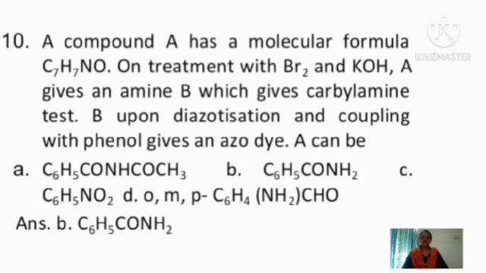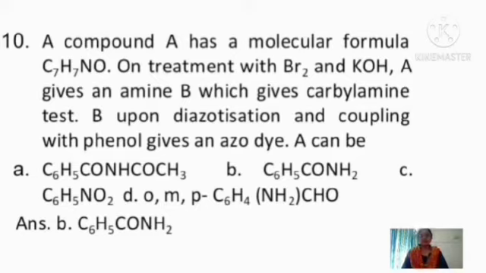So coming to the next question: a compound A has the molecular formula C7H7NO. On treatment with bromine and potassium hydroxide, compound A gives an amine B, which gives the carbylamine test. B upon diazotization and coupling with phenol gives an azo dye. So A can be: A option is C6H5CONHCOCH3. B option is C6H5CONH2. C option is C6H5NO2. And D option is ortho, meta, para C6H4NH2CHO.